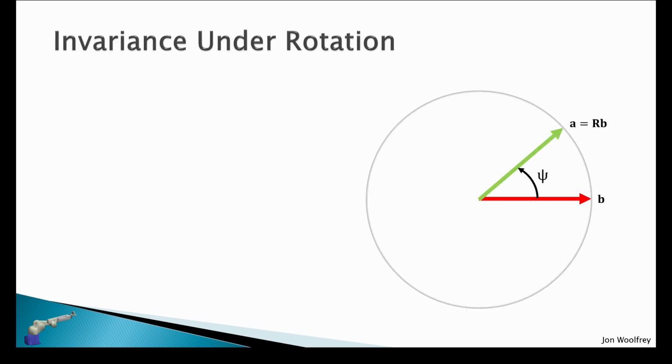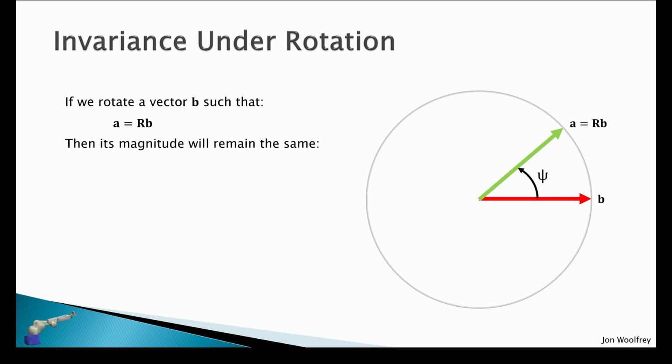So an important property of the rotation matrix is invariance under rotation. So if we rotate a vector B such that A is equal to R times B, then its magnitude will remain the same. That is, the magnitude of A will equal the magnitude of B. So let's go ahead and prove this property.